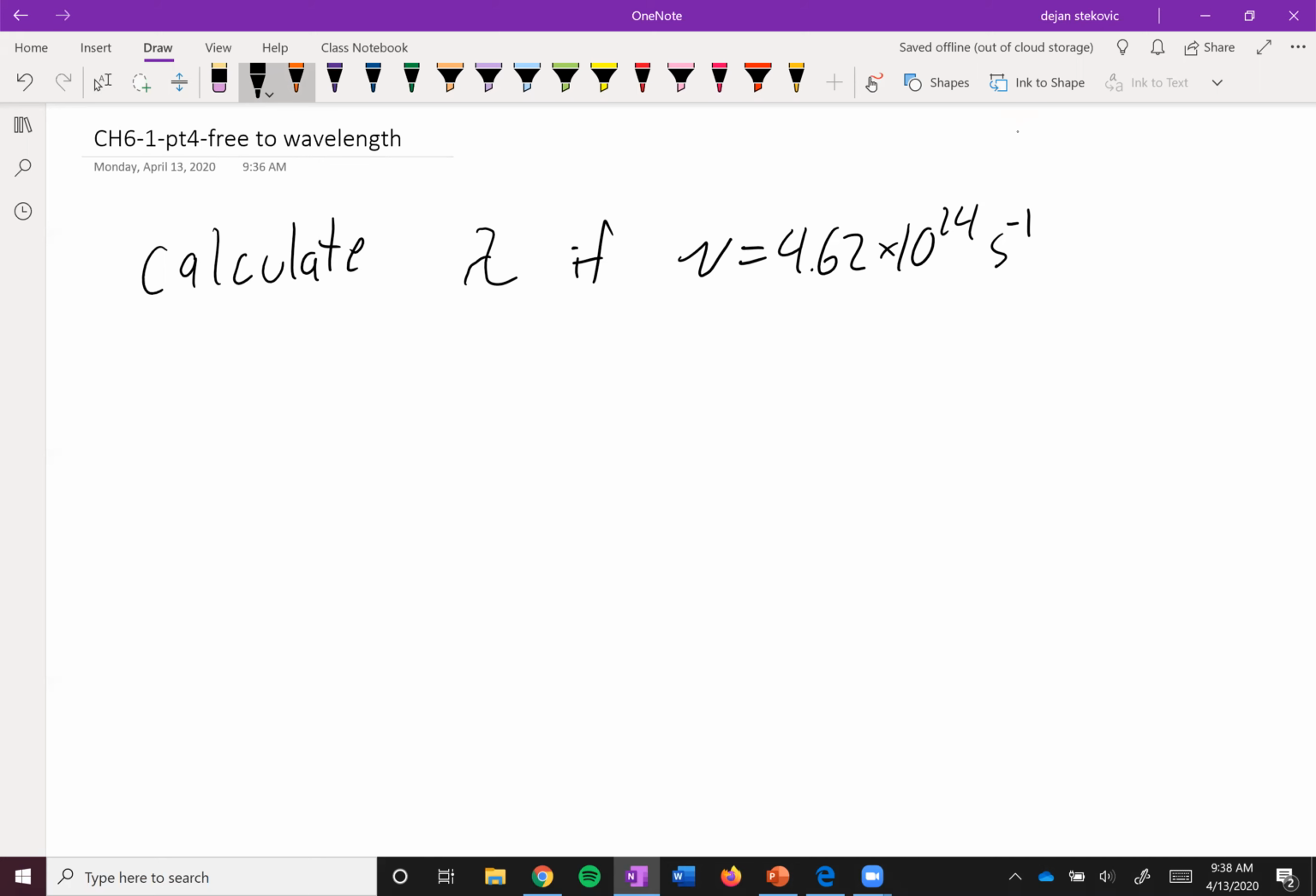I think I forgot to mention it in the last video. You can call this per second or units of hertz. You can call them hertz as well. It's pretty much the same thing.